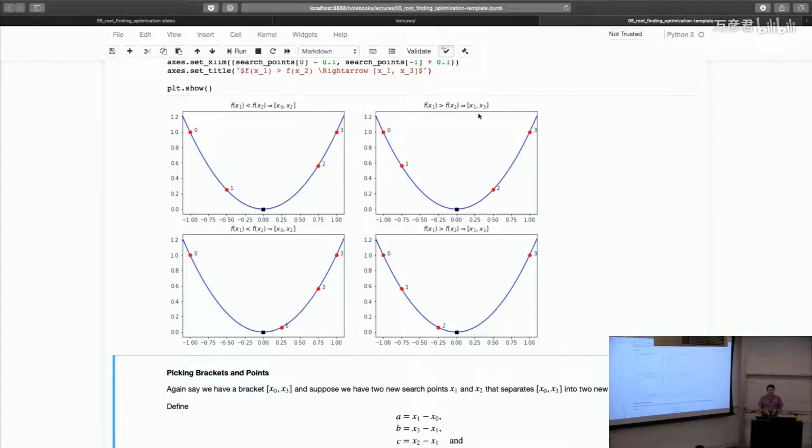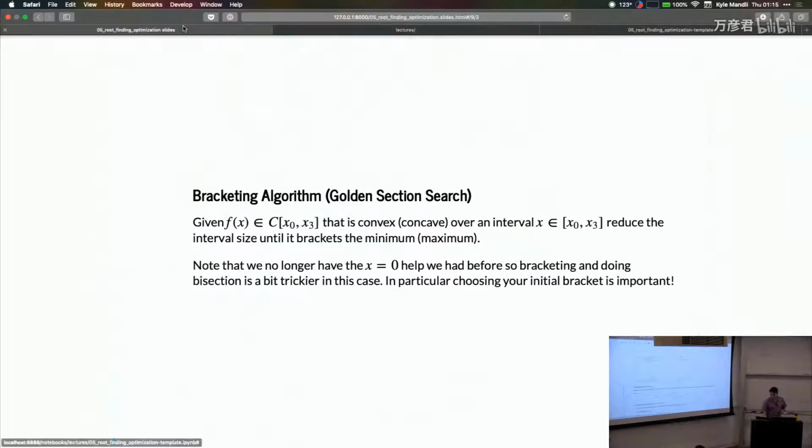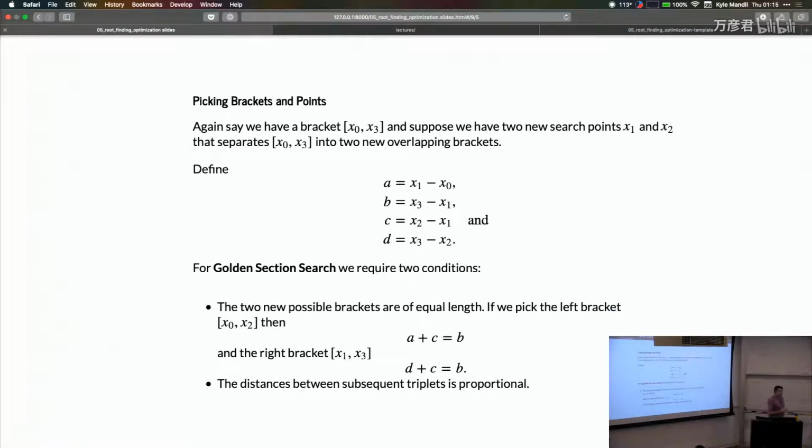We divided the interval in half. Golden section search is a little bit more complicated. So we defined a bunch of things. My slide's way over there. So we have a bunch of distances, and these are going to help us do the mathematics of how this is going to come out.